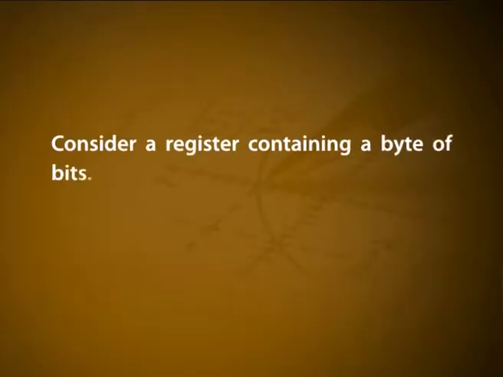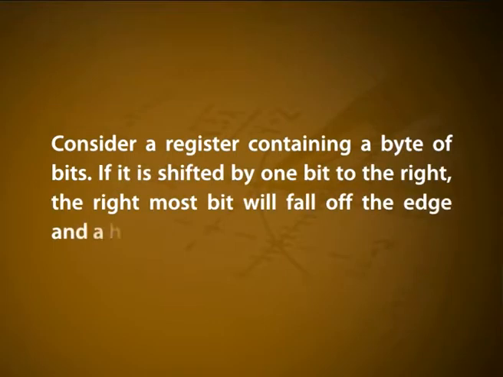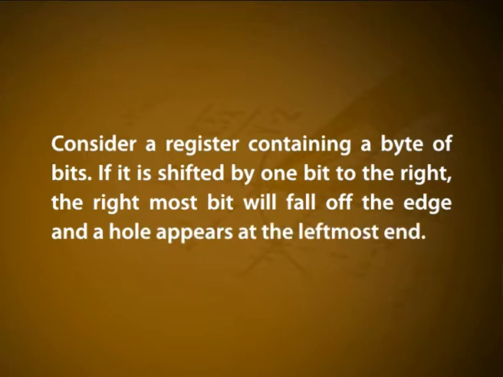These operations provide a means for moving bits within a register and are often used in solving alignment problems. These operations are classified by the direction of motion, right or left, and whether the process is circular. Consider a register containing a byte of bits. If it is shifted by 1 bit to the right, the rightmost bit will fall off the edge and a hole appears at the leftmost end. Hence, the extra bit at the right end is placed in the hole at the left end. The result is a circular shift or a rotation.